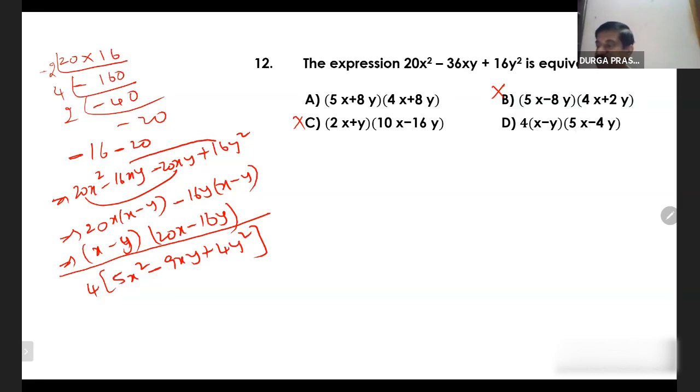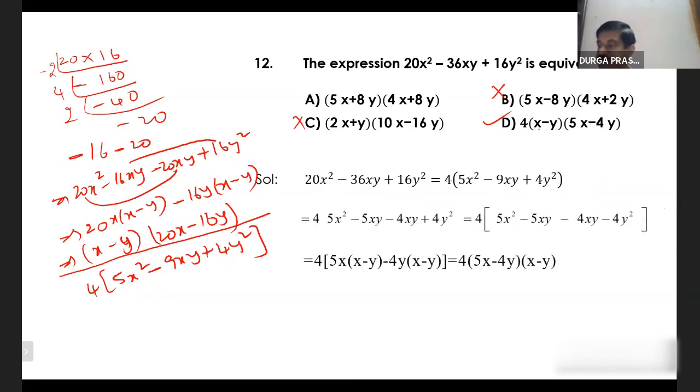X into 5x is 5x square. Minus y into minus 4y is plus 4y square. Then minus 4xy minus 5xy is minus 9xy. So option D satisfies fully. So answer is that. So expand and see. Breaking into factors is one method. Directly multiplying is another method. In these type of problems, I prefer to multiply directly and then check which is the correct answer.